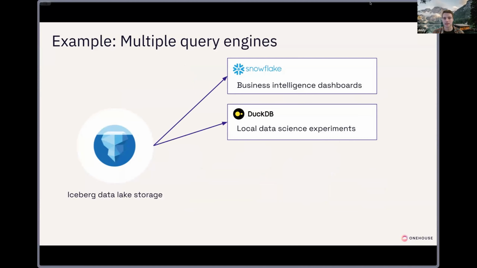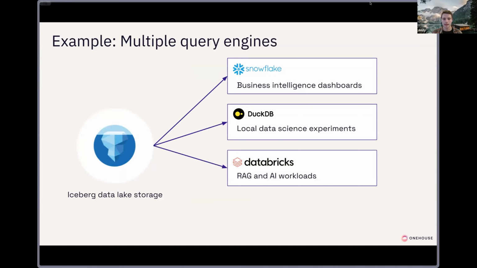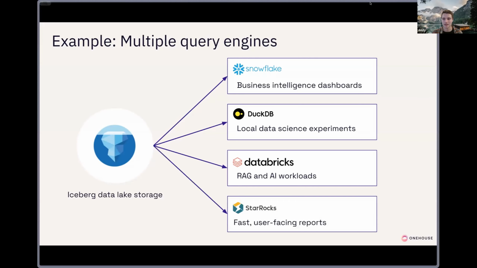But then maybe we want to bring DuckDB for some local data science experiments just on a data scientist laptop. And then maybe we want to bring Databricks to do some RAG and some AI workloads that they're really good for, or use MLflow with Databricks. And then StarRocks. Let's say we have some user-facing reports that need very fast query times, maybe some in-memory processing. StarRocks can really excel here, and it could be quite cost-effective as well.